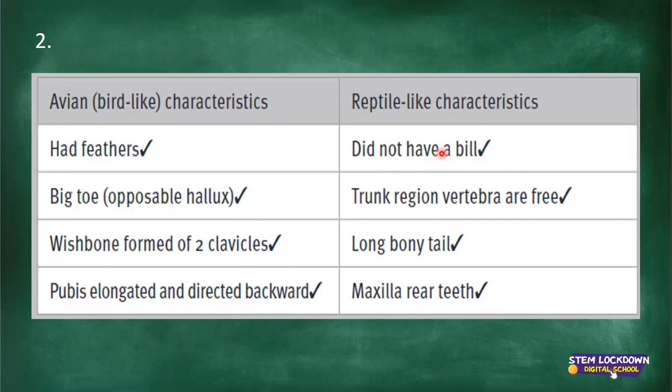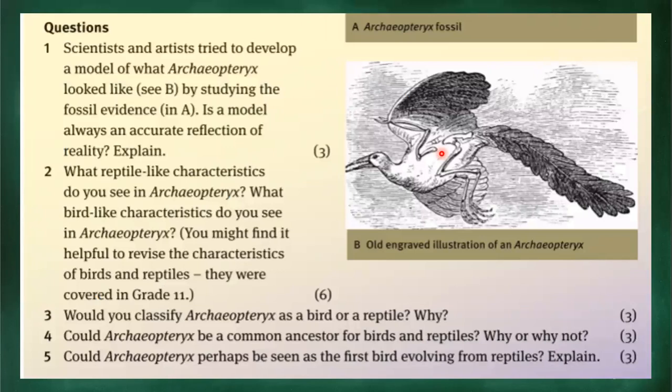Then reptile-like characteristics. Reptiles did not have a bill. The trunk region vertebrae are free, there is a long bony tail, and the maxilla has teeth. So those are the reptile-like and avian-like characteristics that can be seen. When you remember, you need to consult other studies as well. When you see this Archaeopteryx and do your further study, these are the common features that are seen here. So it has characteristics of birds as well as characteristics of reptiles. That's why right now we are calling it the bird reptile. We don't know for sure.